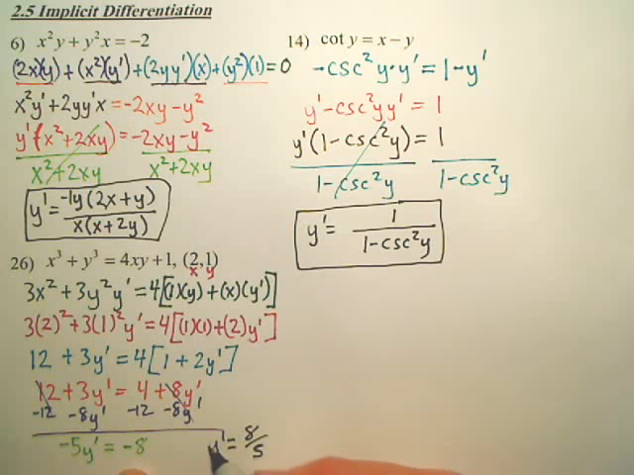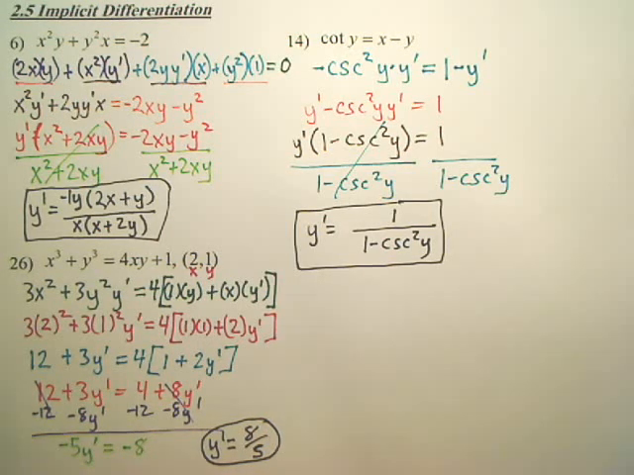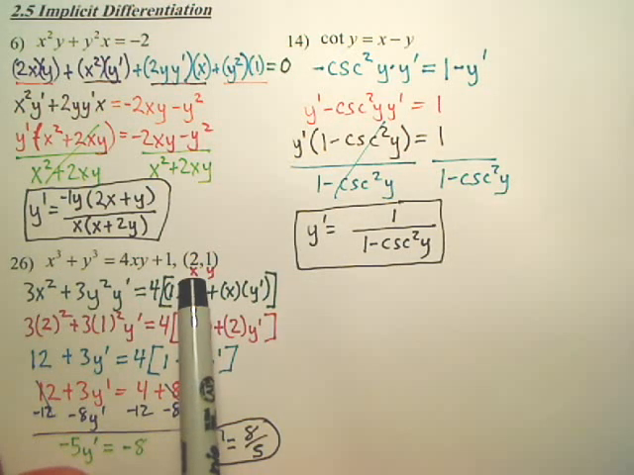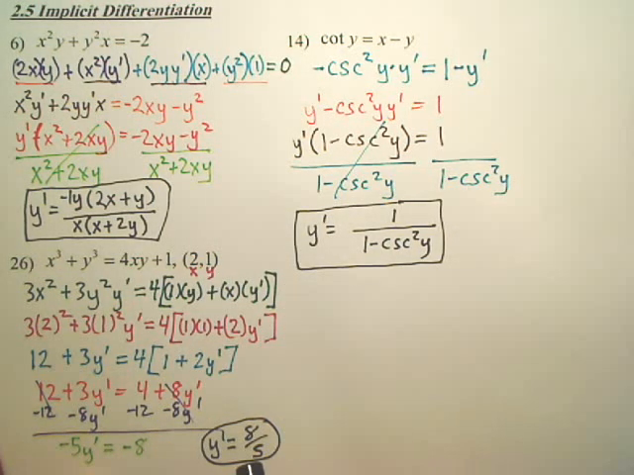8/5. What does that mean? If you were to graph this graph, which would be some non-function, and you plugged in the point (2, 1) of the graph, your slope would be 8/5. That would be the rate at that point.